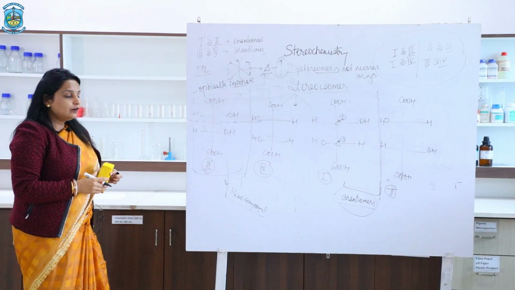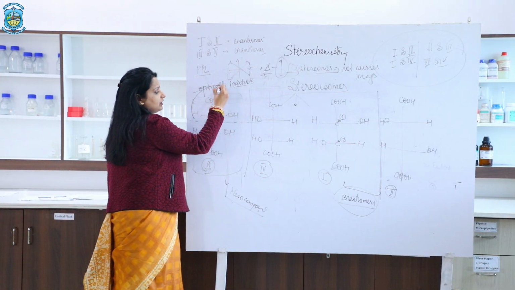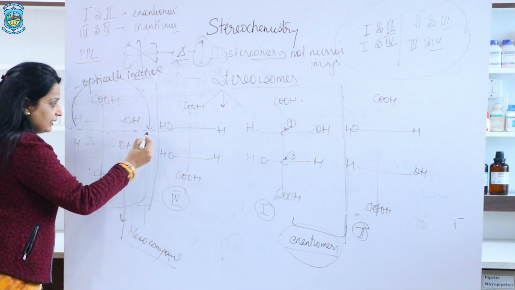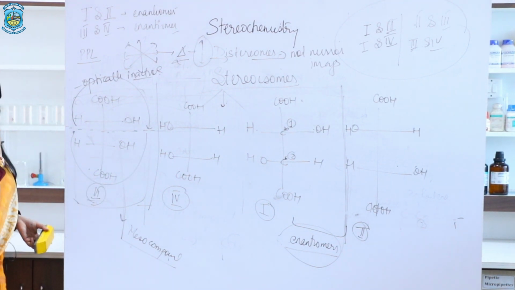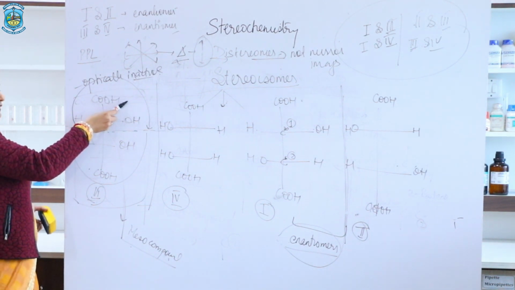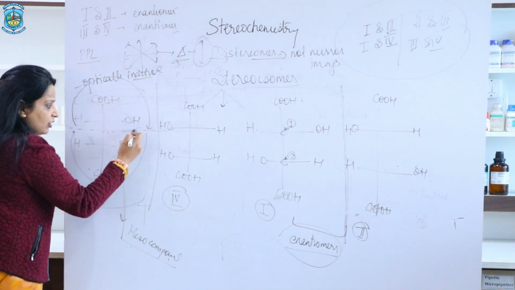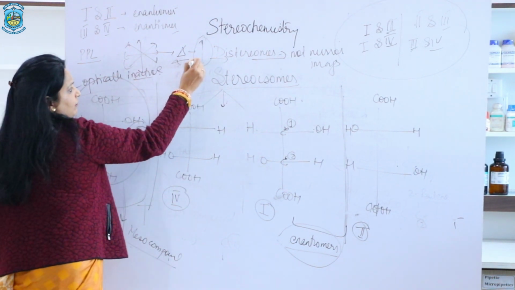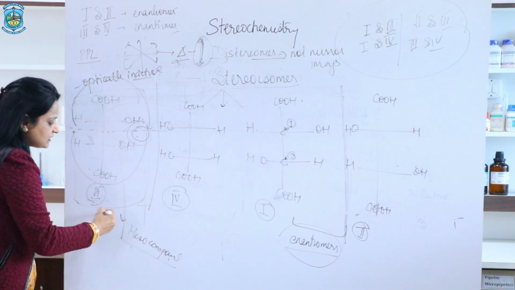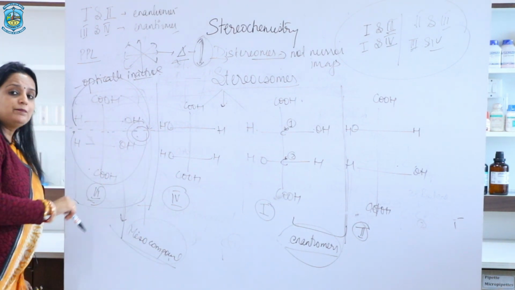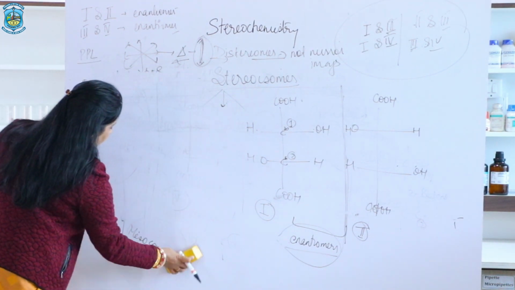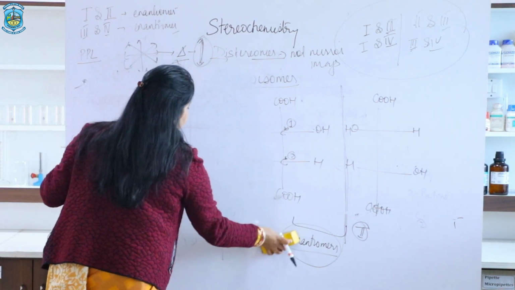Why is it optically inactive? If one half of the structure rotates the plane polarized light to the right hand side, then the other half will rotate it to the left hand side. So, overall rotation becomes 0 and the plane polarized light comes back to its original position. So, we can categorize that these structures are optically inactive.